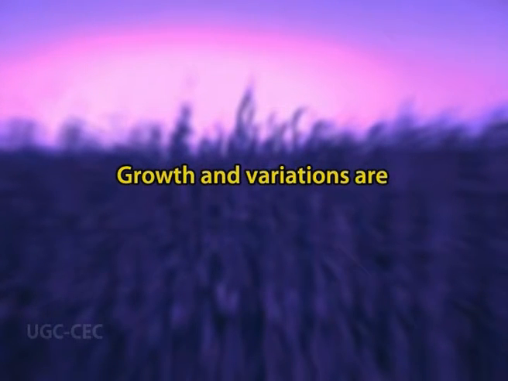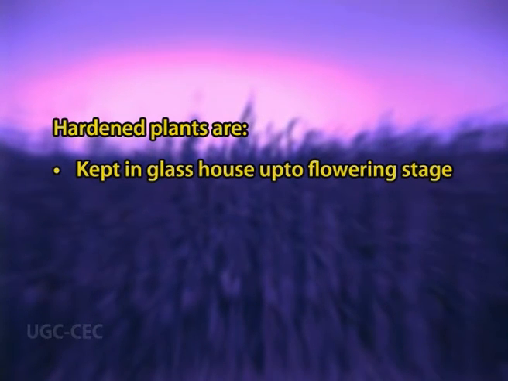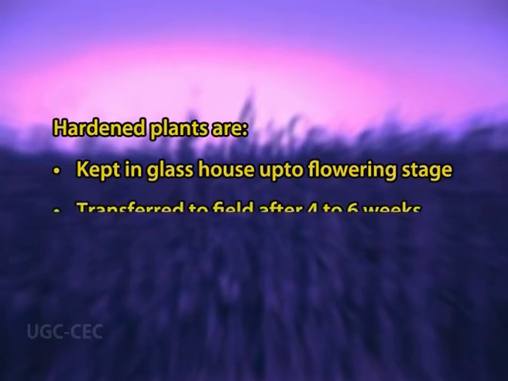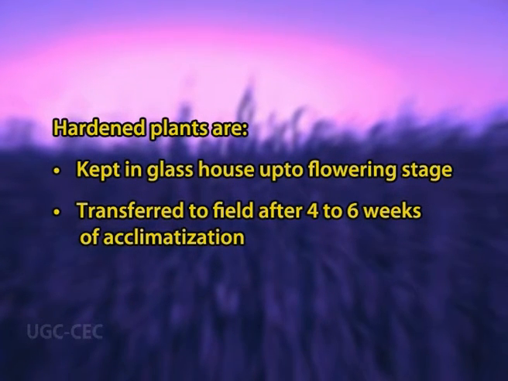Hardened plants are transferred to a glass house or polyhouse. Plants must be irrigated frequently. The growth and variation of plants in the polyhouse or glass house are monitored regularly. The hardened plants are kept in the glass house or polyhouse up till the flowering stage, or they are transferred to the field after 4 to 6 weeks of acclimatization.